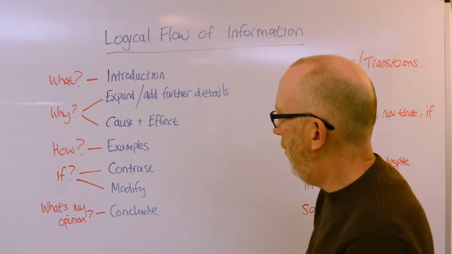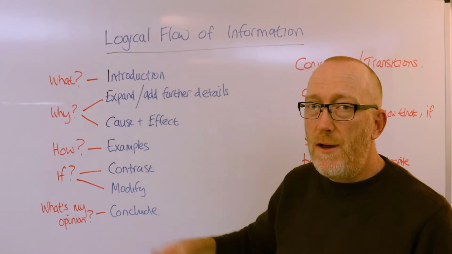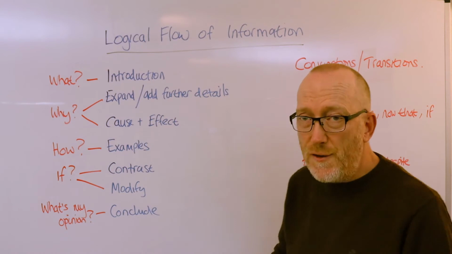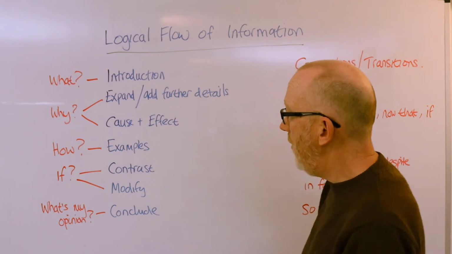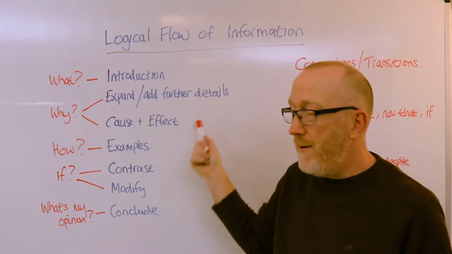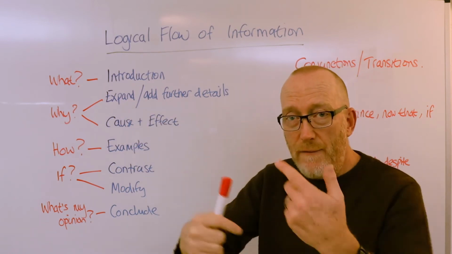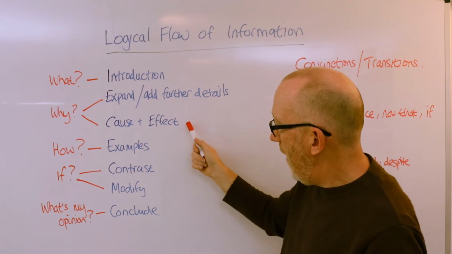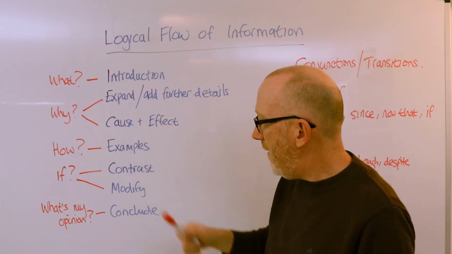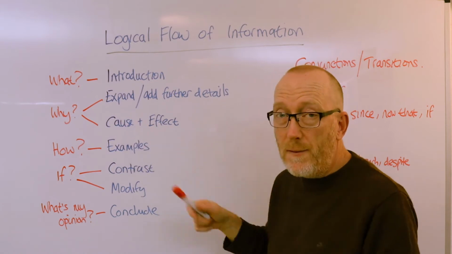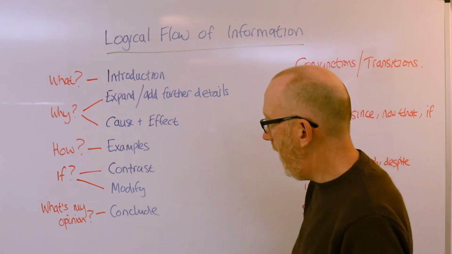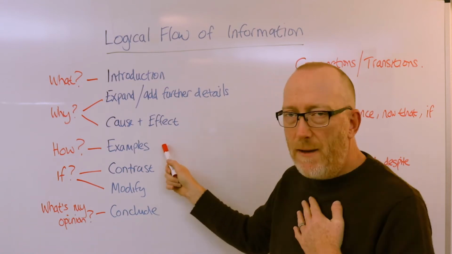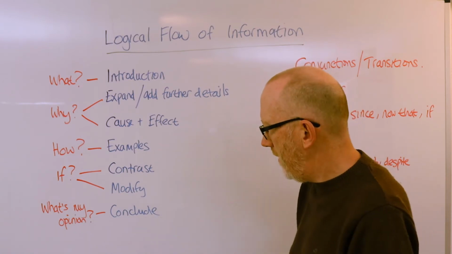So first of all, you have to introduce the subject, the thing. Yeah? After you've introduced the thing or the subject you want to speak about, you then have to give more information about it. You have to expand, give further details. After that, you might want to talk about the cause and effect. Yeah? What happens when you do this thing? Yeah? The next thing that comes to mind to me would be to give some specific examples.